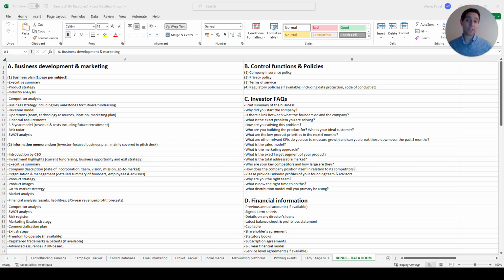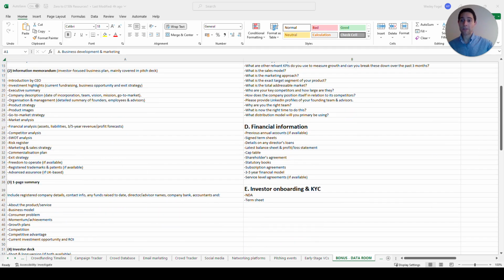If you're asked for an information memorandum, really consider this to be a more investor focused business plan. It will be covered in your pitch deck, so don't be afraid just to send that in return, but you could also include more detailed information on things like advanced assurance if you've managed to secure this for SEIS, and maybe even a freedom to operate analysis if you've asked your lawyer to complete one.